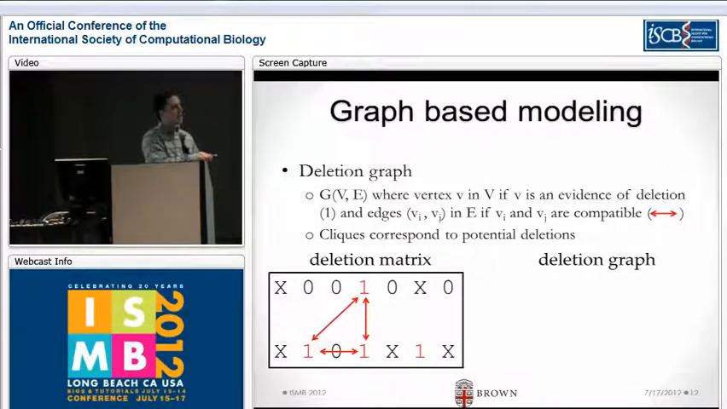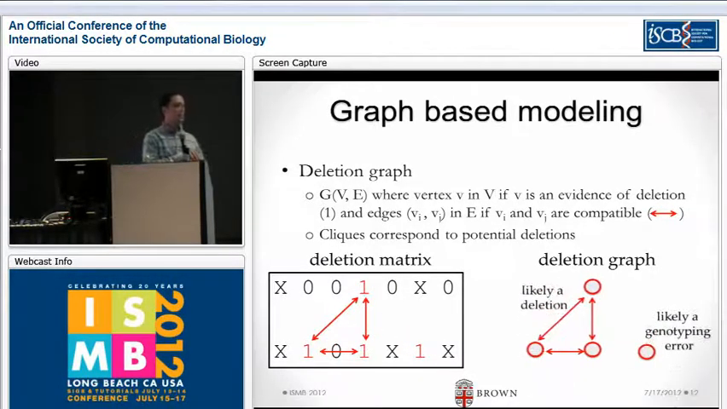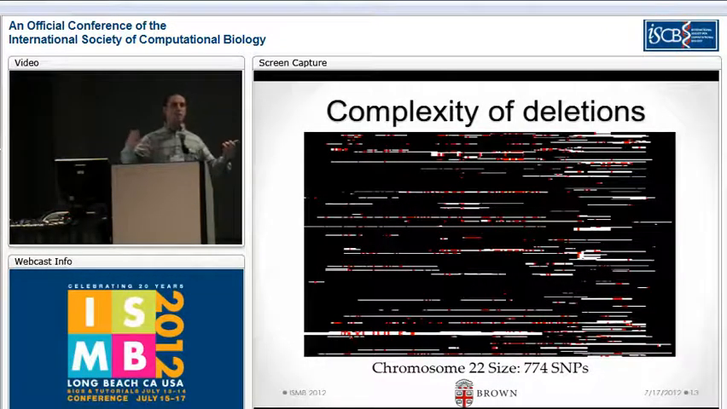We then model this problem with an associated graph where we have a vertex for every 1 and an edge between 2 1s that are compatible. And in this graph, cliques correspond to potential deletions. If this was your deletion matrix, this would be your deletion graph, and we would likely call this 3-clique a deletion and the isolated vertex a genotyping error. So this is really nice. We have a model to represent possible deleted sites.